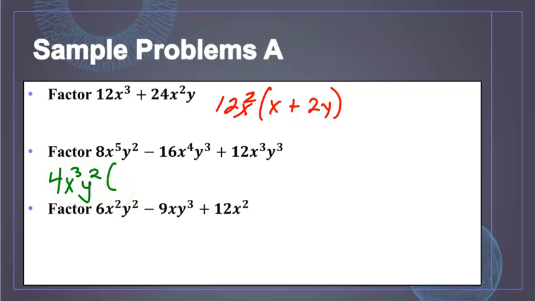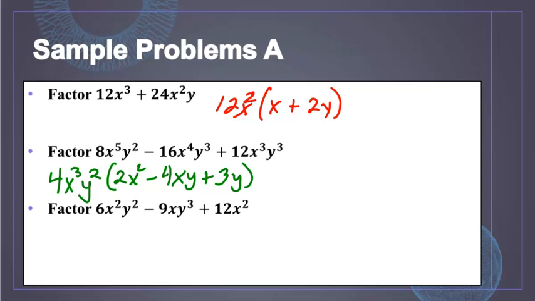Now if I do the division to find out what I have left, 8 divided by 4 is 2. X to the 5th divided by x to the 3rd is x squared. Y squared divided by y squared is just 1. Minus 16 divided by 4 is 4. X to the 4th divided by x cubed is x. Y to the 3rd divided by y squared is y. Plus 12 divided by 4 is 3. X cubed divided by x cubed is 1. Y cubed divided by y squared is y. So that would be our answer when we factor out the greatest common factor of 4x cubed y squared.